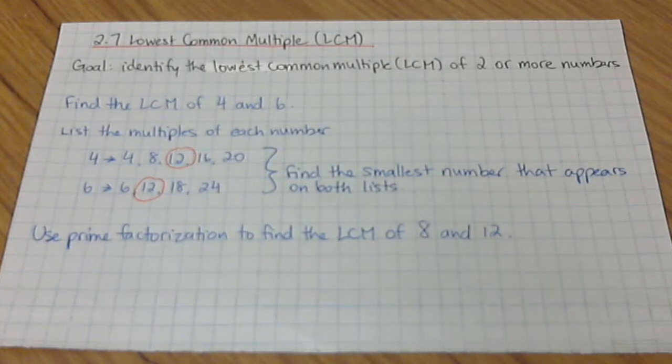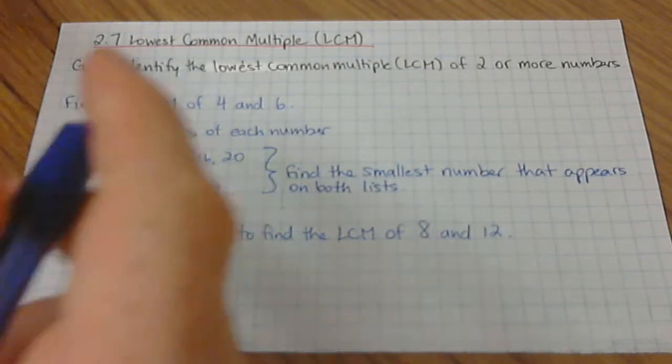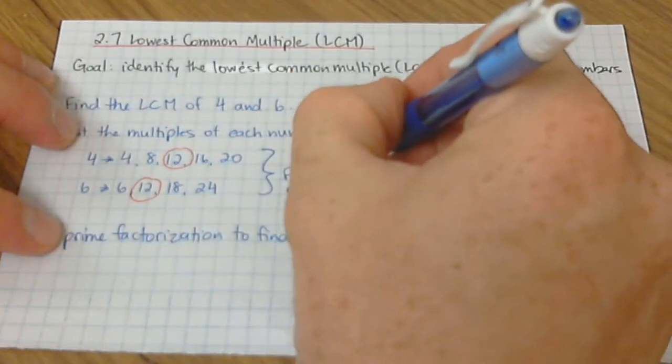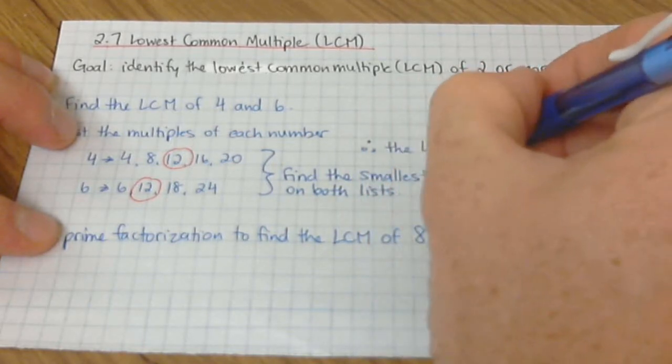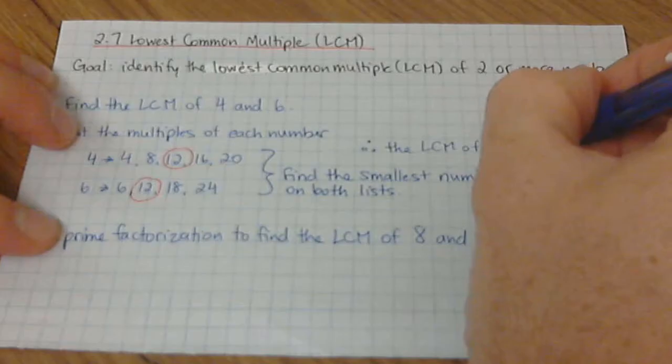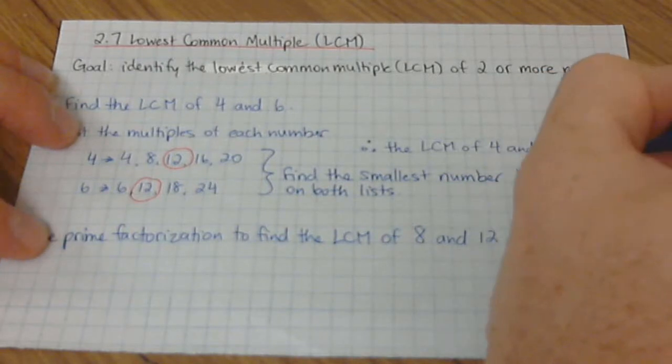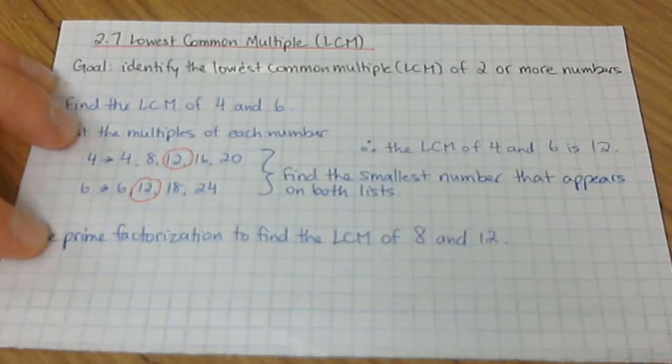Now, what we do is we find the first number that appears on both lists. So in this case, 12 is the first number that appears on both lists. So we use our little three dots and we say, therefore, the LCM, lowest common multiple, of 4 and 6 is 12.